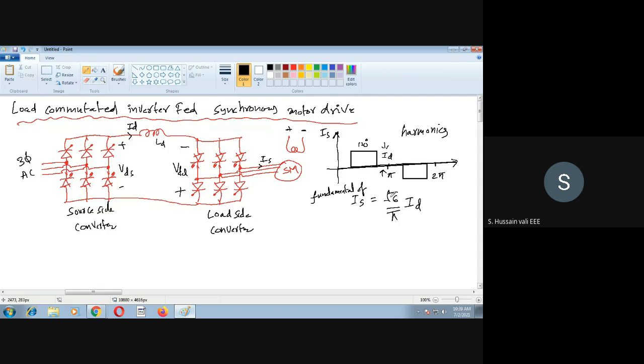Now one more thing, I hope you remember this. For example, this firing angle is alpha 1, this firing angle is alpha 2. Then what is the relationship between alpha 1 and alpha 2? I hope you remember this relationship also. Alpha 1 plus alpha 2 is equal to 180 degrees.